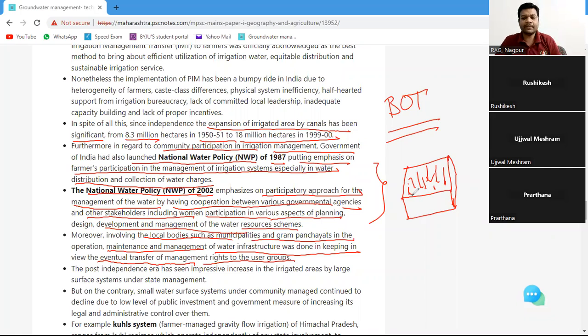That means if I am the end user, this will finally belong to me. Obviously it will be the property of the government, but it will now be my responsibility to operate it successfully, right? So the management rights, the operational rights, should be given to me, because I am the end user.